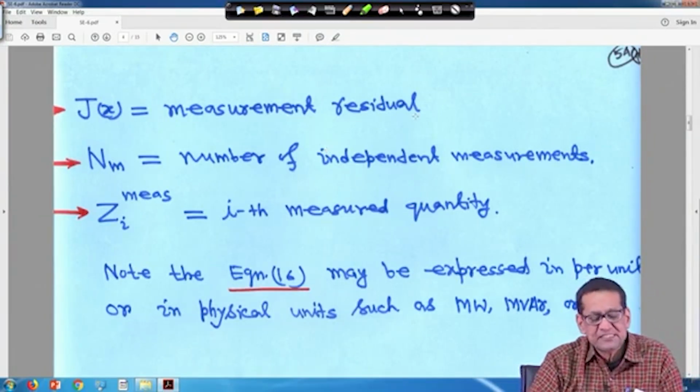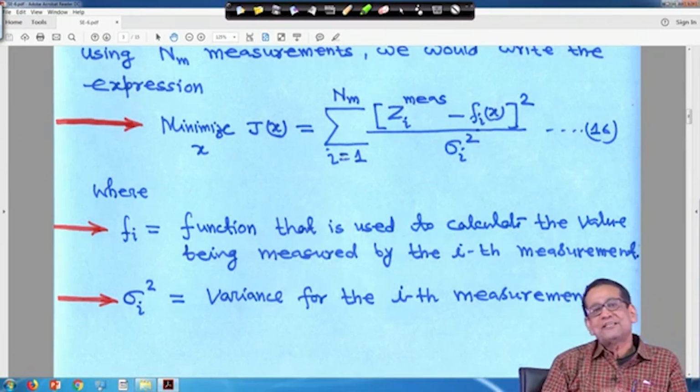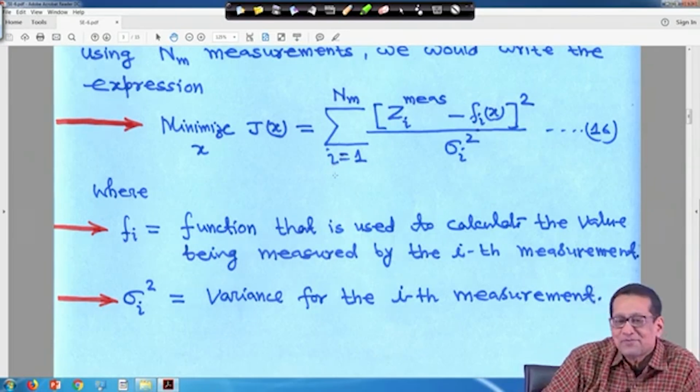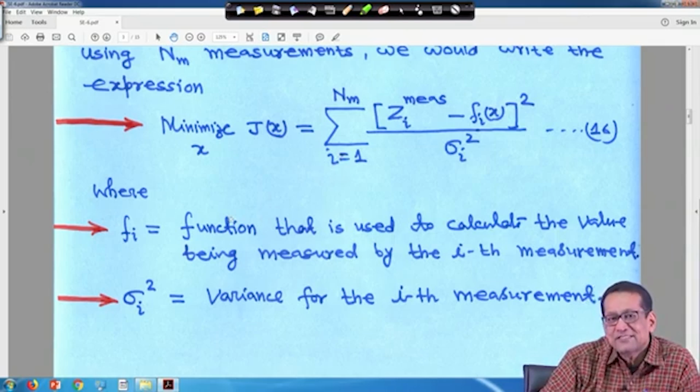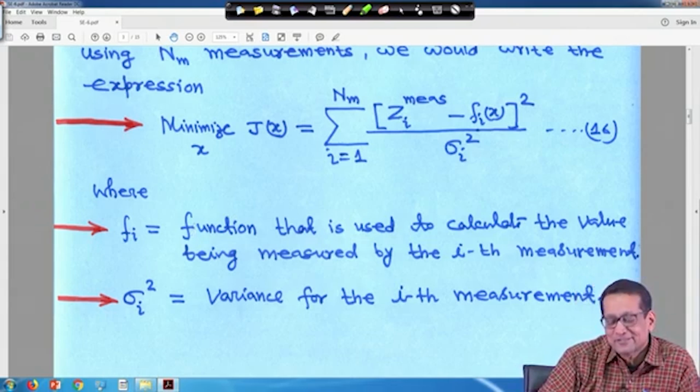Now, J(x) is equal to the measurement residual, because this is the measured value, and this one you are calculating, f_i(x). The way in the load flow studies you have seen, for convergence, P_i minus P_i schedule, then Q_i minus Q_i schedule, the schedule value is there, but P_i and Q_i you are computing through your algorithm, that is, through your mathematical expression, right. And you are trying to minimize that error such that it will be equal, and then you are checking the convergence. So, here also z_i measured minus f_i(x) is basically nothing but the residual.